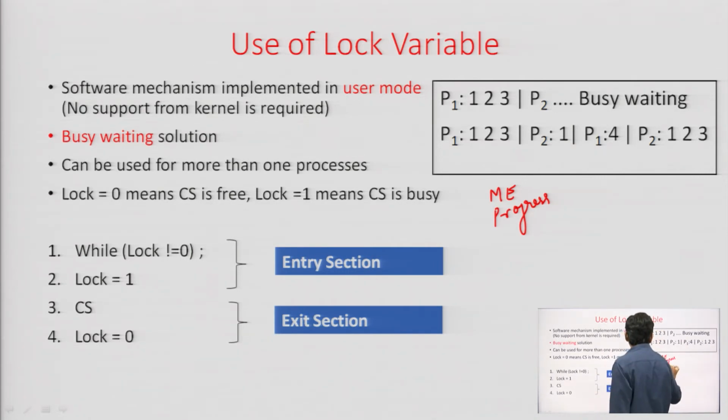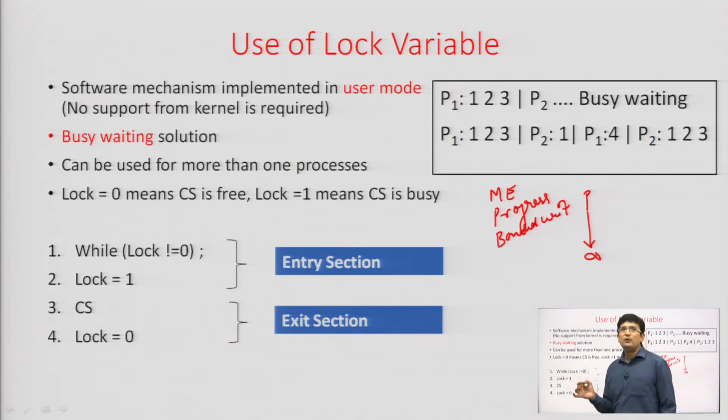And then the bounded wait condition: a process that is trying to enter the critical section cannot be kept waiting indefinitely. If it is kept waiting indefinitely, the other processes will starve; there will be starvation for the other processes.